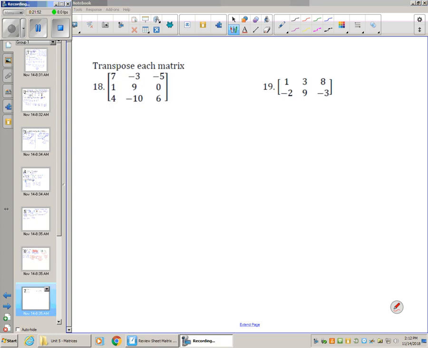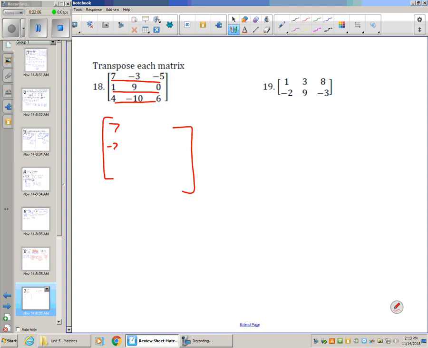Transposing. All that means is to take your rows and make them your columns. So what I'm going to do is take this first row and make it my first column: 7, -3, -5. My second row becomes my second column, and my third row becomes my third column. Here, this was a 2 by 3 matrix, so now it's going to be a 3 by 2 matrix. My first row becomes my first column. My second row becomes my second column. And that's your answer. That's what it means to transpose. Done.